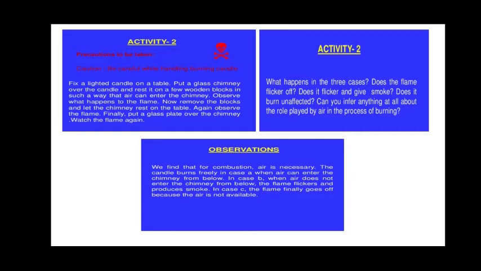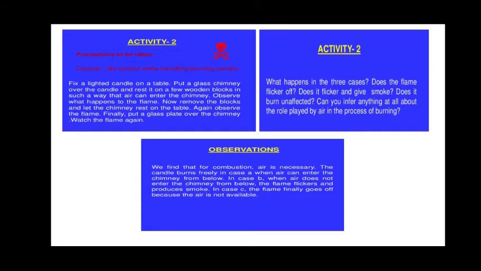But in case B, that is the second case, when the air does not enter the chimney from below, the flame starts flickering and it produces smoke. Flickering means it starts shaking, it is going to turn off. When the combustion does not take place completely, you get that smoke.